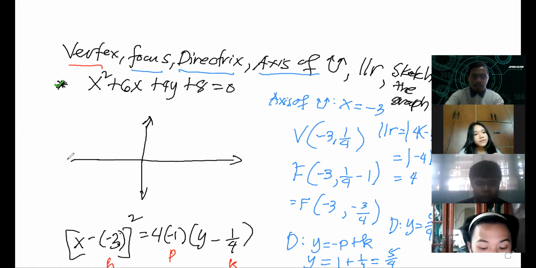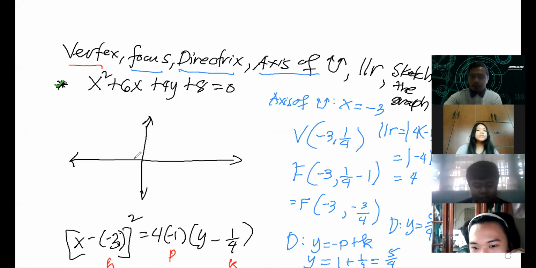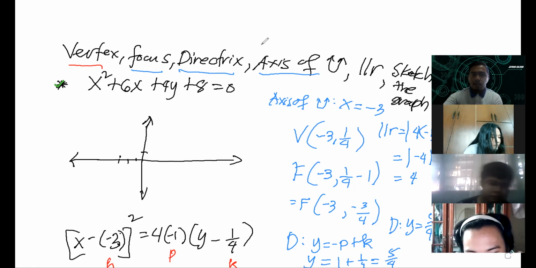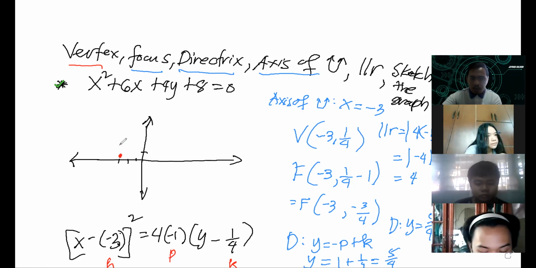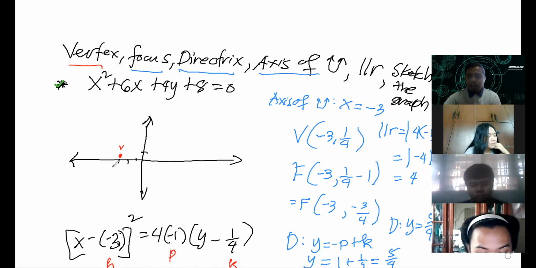okay, let us sketch first the vertex and focus. Your vertex is at negative 3, 1/4. So 1, 2, 3, negative 3. 1/4 for y, so 1/4 maybe it will be somewhere here, right? So it must be somewhere here is your vertex. Okay. How about your focus? The focus is negative 3, negative 3/4.